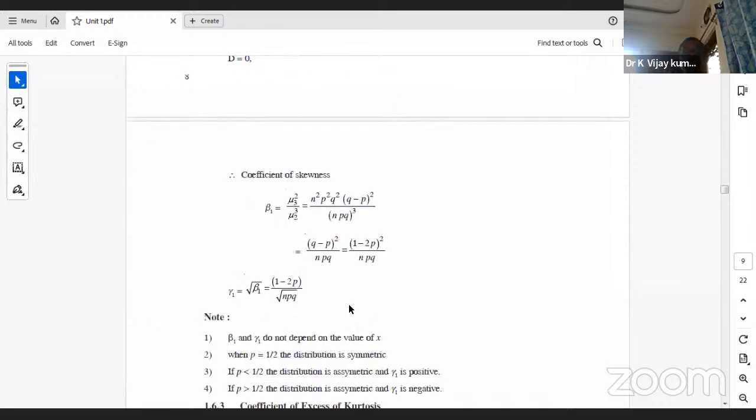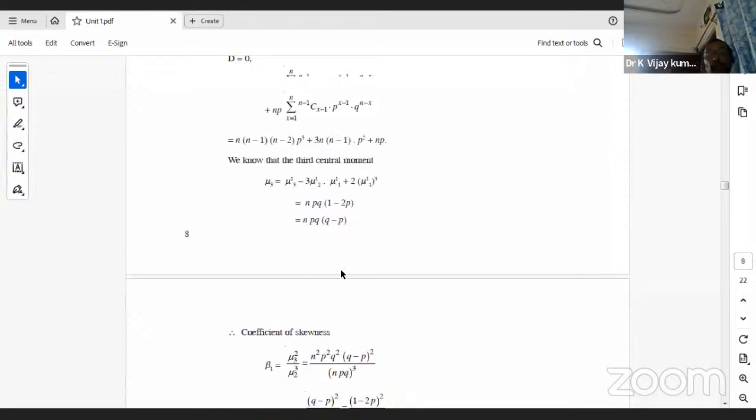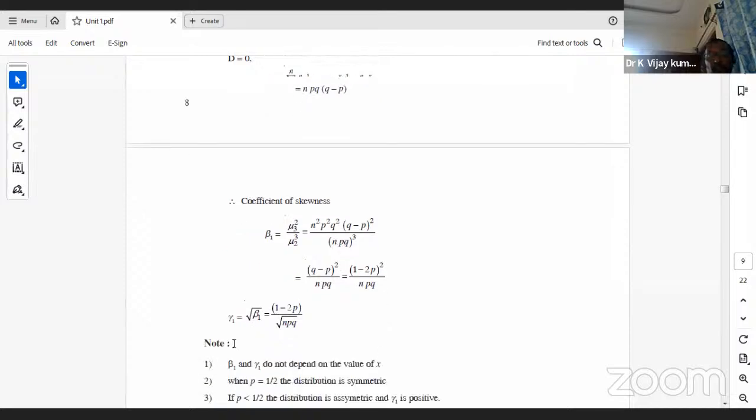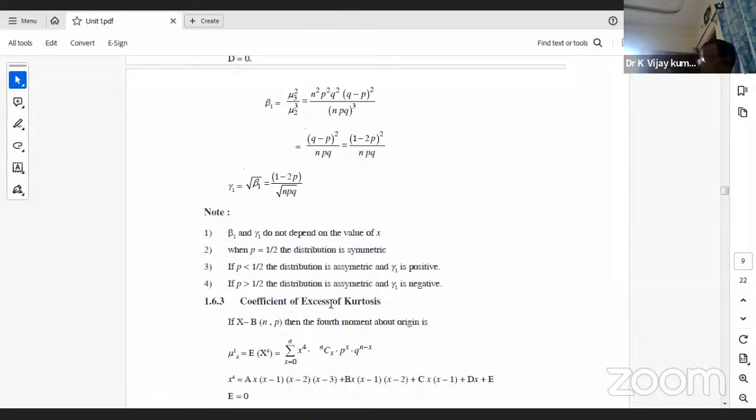So the coefficient of skewness, beta 1 equals mu 3 squared by mu 2 cubed, which is n squared p squared q squared times (q minus p) squared by npq cubed. After simplification, the square root of beta 1, gamma 1, equals (1 minus 2p) by the square root of npq.